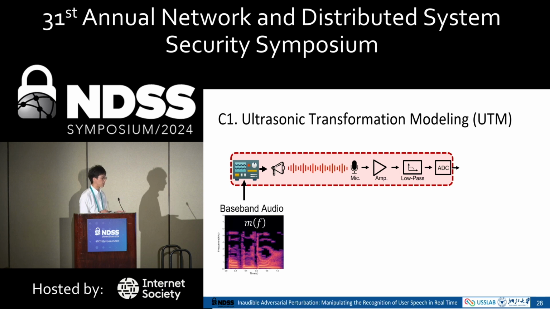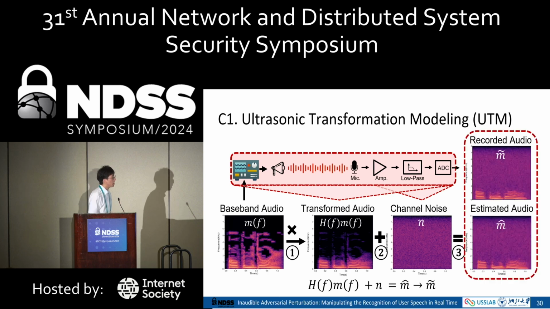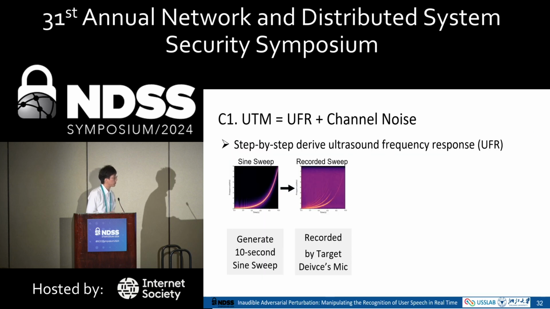First, we have the baseband perturbation, which will go through a series of complex transformations. Then we justify that this transformation actually approximates the baseband audio going through a transformation function HF, and adding on the ultrasonic induced channel noise N. So the estimated audio M hat is almost identical to the ground truth recorded M delta, showing the effectiveness of the ultrasonic transformation modeling. So how to formalize the HF transformation function?